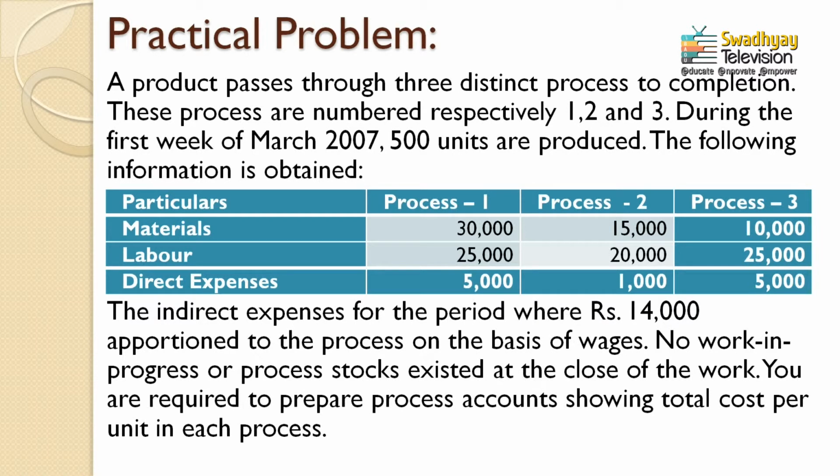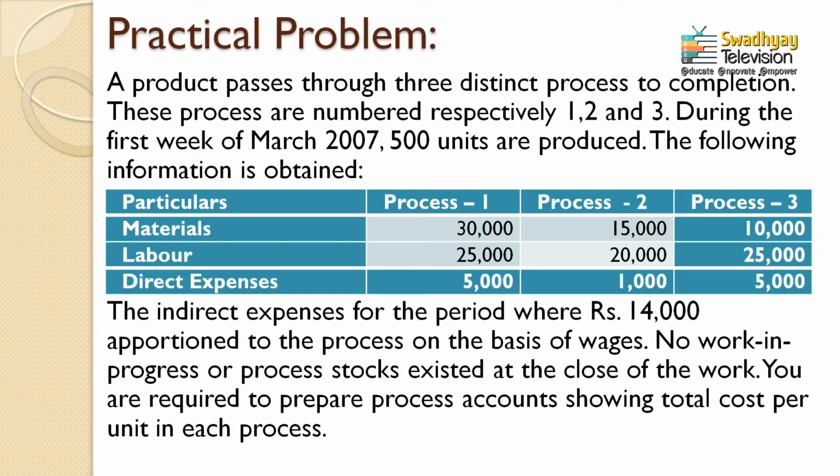Wages expenditures are already given here. If you look at the labor expense, labor is a wages expense, and according to these three expenses, we need to identify the proportion, and according to this proportion, this 14,000 rupees of indirect expenses will be divided between all the three processes.